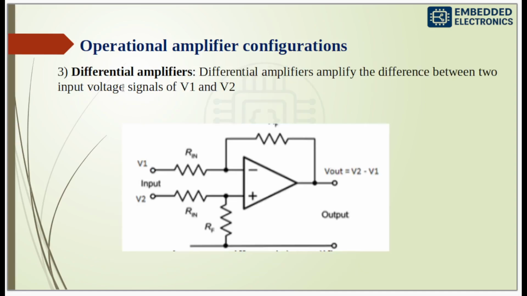And next is the differential amplifier. Differential amplifiers amplify the difference between two input voltage signals, V1 and V2. Here you can see we have two inputs, V1 and V2. So V out is the difference between the two input signals, V2 minus V1. So that is about the differential amplifier.